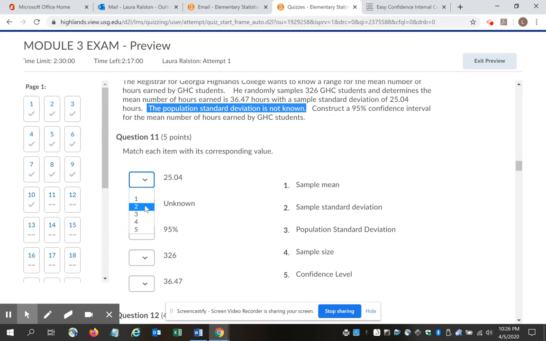But if you look at this, 25.05 was your sample standard deviation. Unknown was the population standard deviation. I have that highlighted in blue. 95% is your confidence level. 326 was your sample size. And 36.47 was the sample mean.